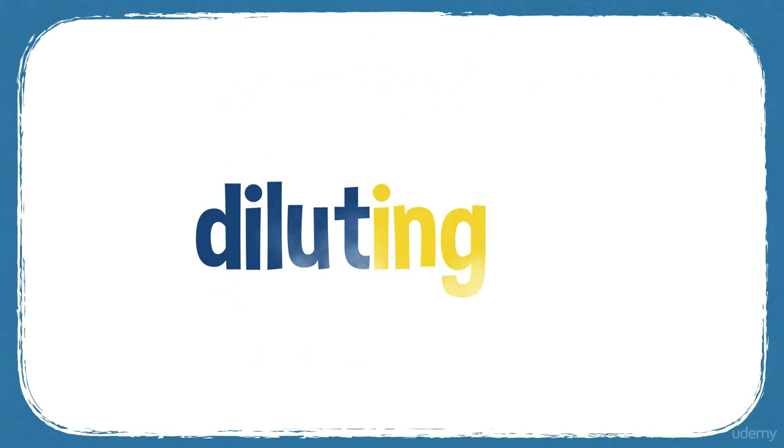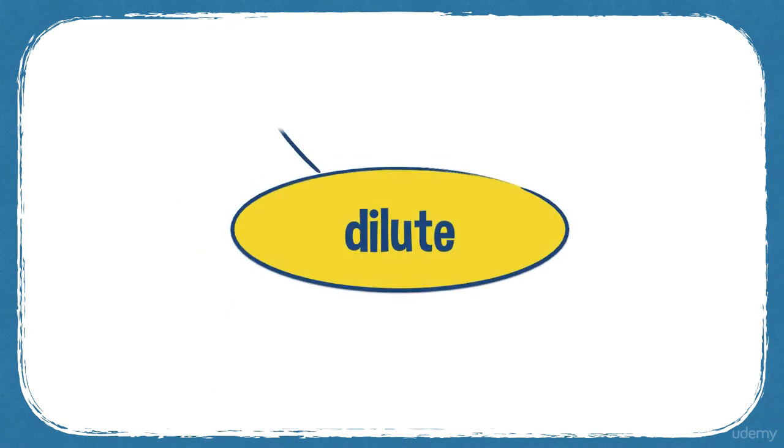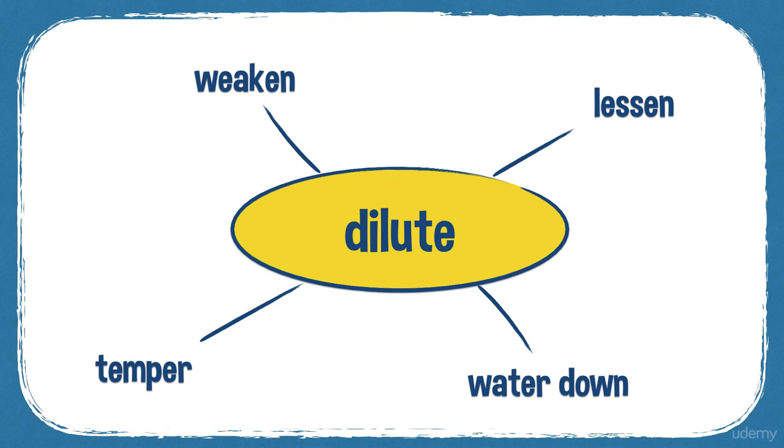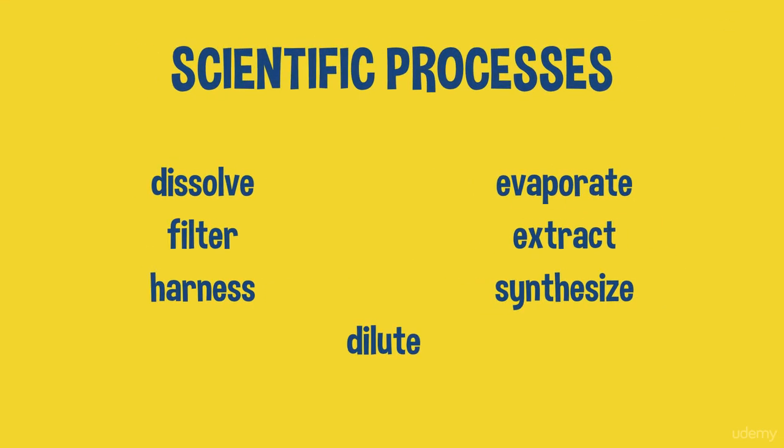As a verb, dilutes, diluting, diluted. You can also have the noun dilution. The process of diluting something is called a dilution. And some synonyms for dilute: weaken, water down, lessen, and here's a nice word, temper. Temper. You often temper ideas, you make them less extreme. So there are your 7 scientific processes words: dissolve, evaporate, filter, extract, harness, synthesize, and dilute.